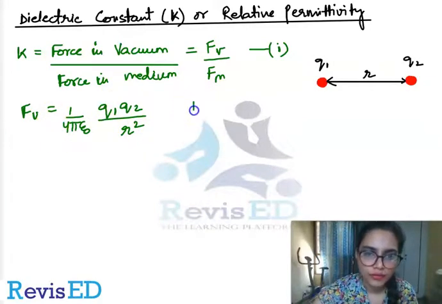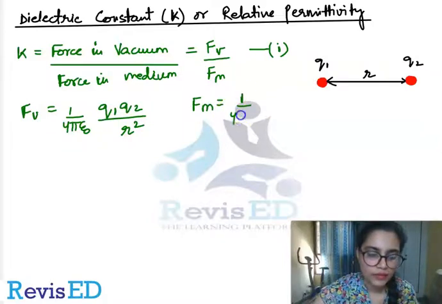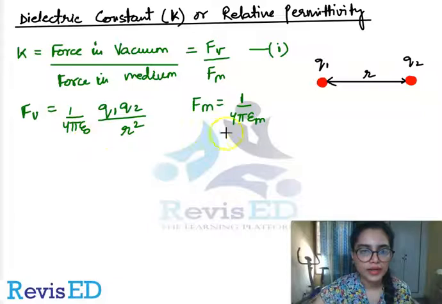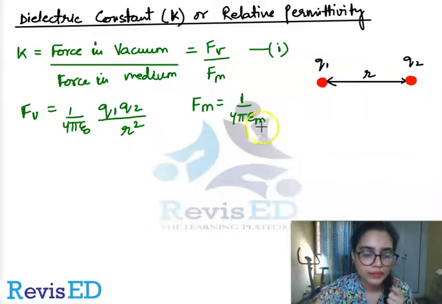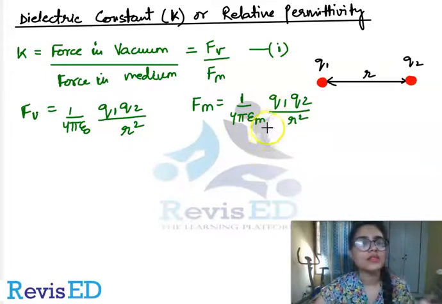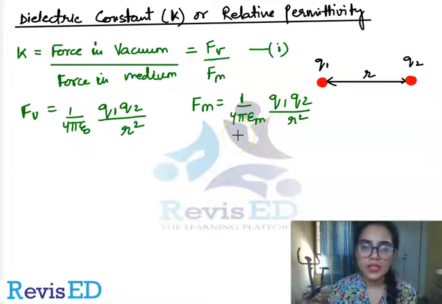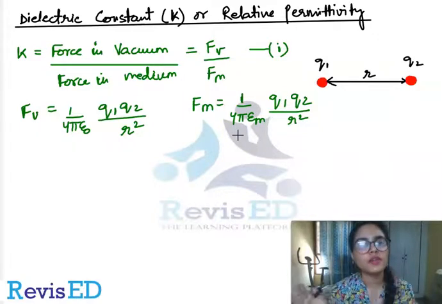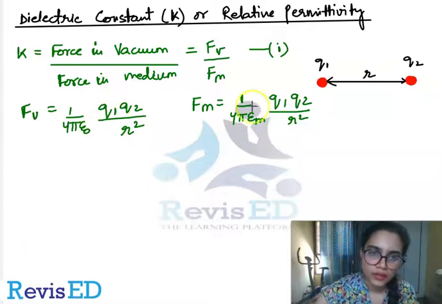But what is the value of force in medium? It will be represented by 1 by 4 pi epsilon M into Q1 Q2 by R square. The naught stands for vacuum, but the value of epsilon in medium will be some different value. Things remain the same, the distance remains the same, but the only thing changing is the permittivity in vacuum and the permittivity in a medium. So these are the values of the two forces.